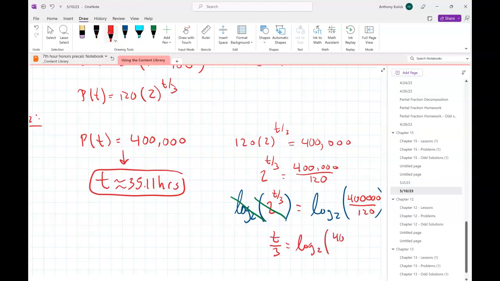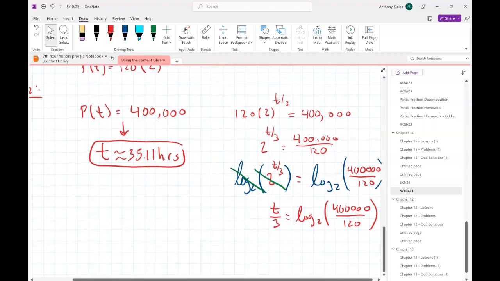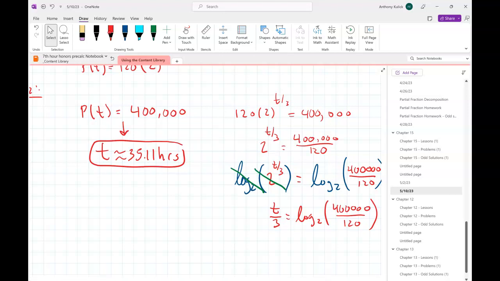But to be clear, you could use log base 10. That would be okay. This just streamlines it a little bit. And my life is complicated enough. I'd like to make good choices and keep things less complicated. The last step then will just be to multiply both sides by 3.